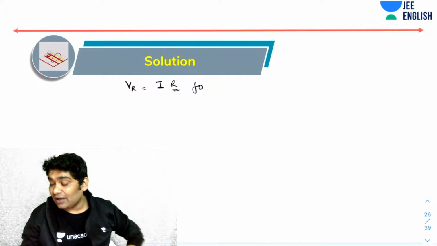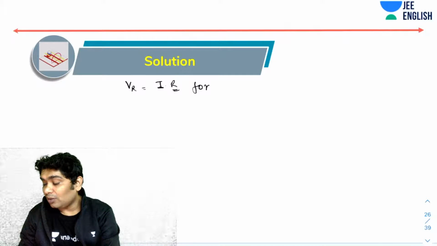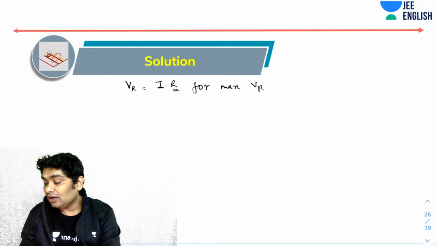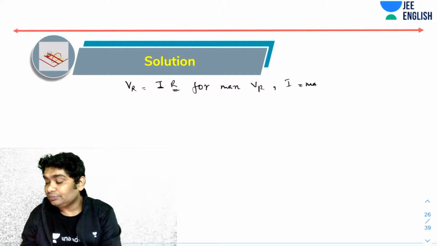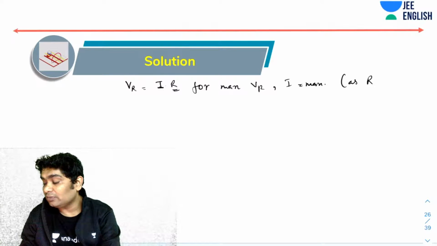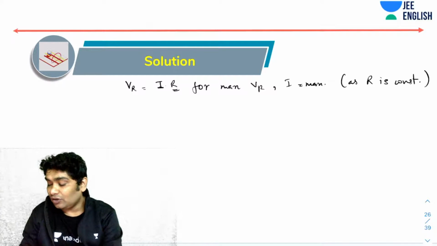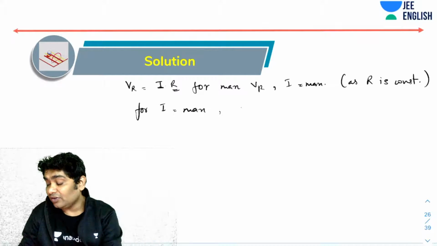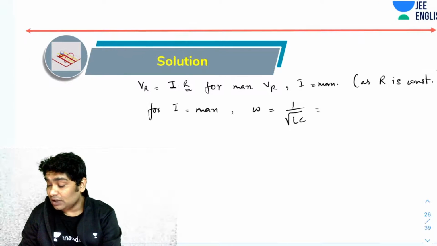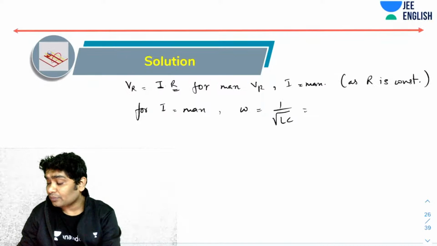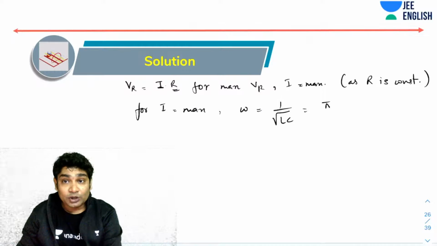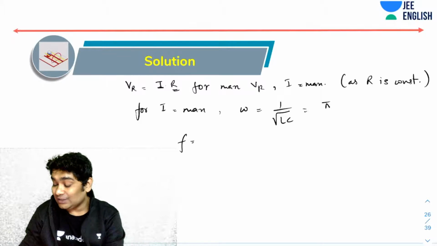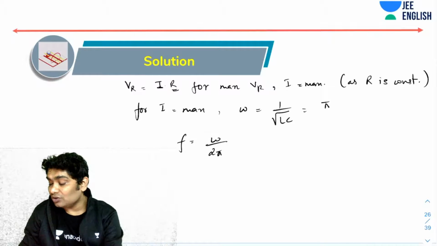So I can say V equals IR. So for max VR, I should be max as R is constant. So I know for I to be max, frequency omega should be equal to 1 over root LC. Let's see how much that becomes. That becomes pi. So pi should be the omega. If you know the omega as pi, you know the frequency. Frequency is omega over 2 pi. So 0.5 hertz would have been the answer.